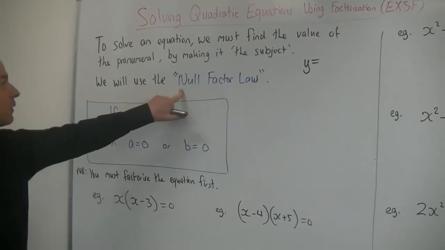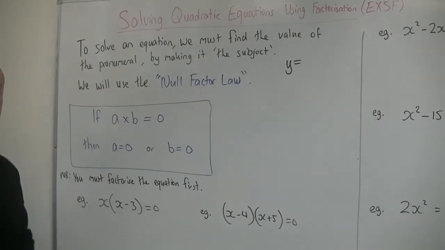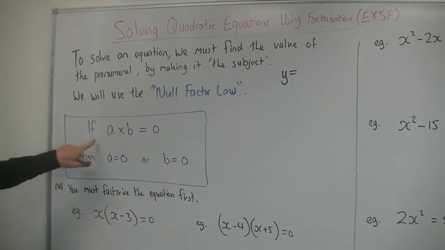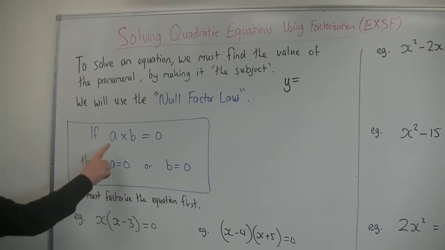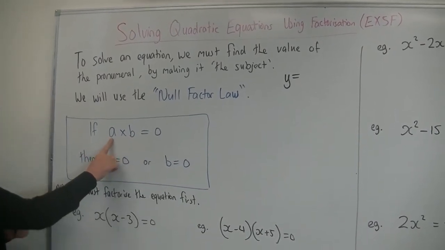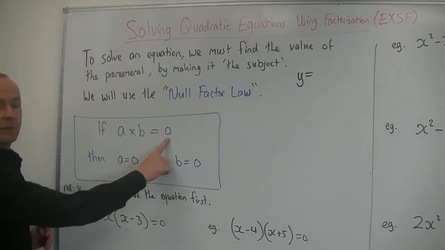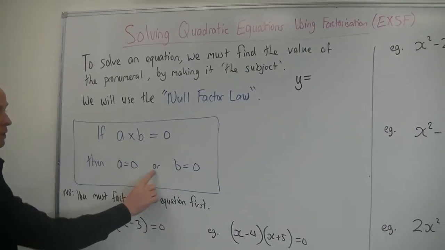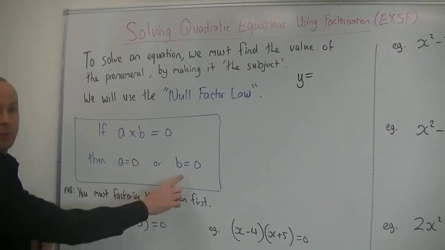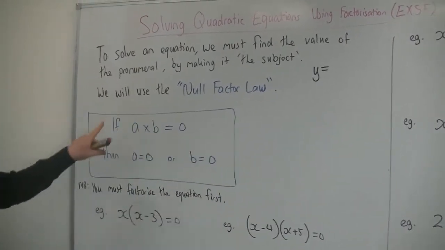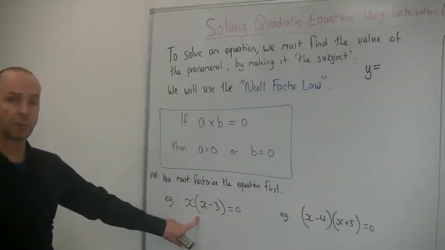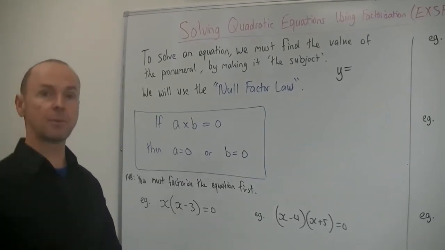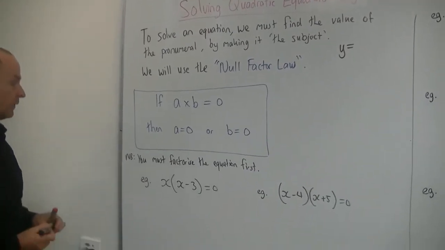Alright, and there's a thing called the Null Factor Law. Now this is very important, this is key for the whole next few exercises. The Null Factor Law says, if you've got two different things, don't worry, they're just symbols, a times b, if that equals 0, then either a is equal to 0 to make this whole expression 0, or b is equal to 0, or both. So what we do is we use this theory when we've got factorised expressions. So that is pretty much a theory. I'm just going to show you heaps of examples of how to do this, and then hopefully you'll be alright.